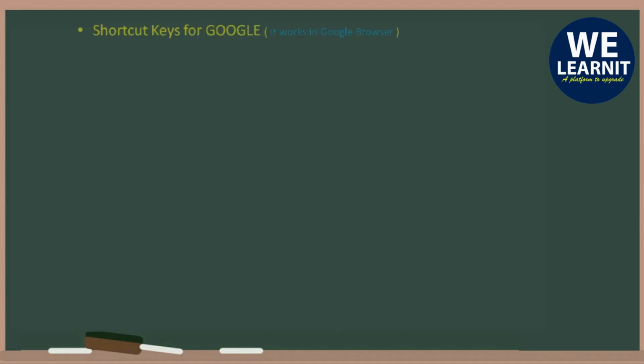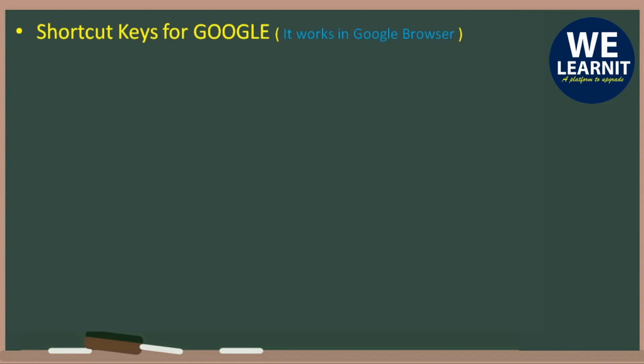Shortcut keys for Google. These shortcut keys work in the Google browser, it means Google Chrome. So let's get in. The first key is Control E. The Control E we can use to open the search bar. So friends, if you are using Google Chrome and you want to get directly into the search bar instead of using the mouse and clicking over there, you just press Control E on the keyboard. It will directly take you to the search bar.